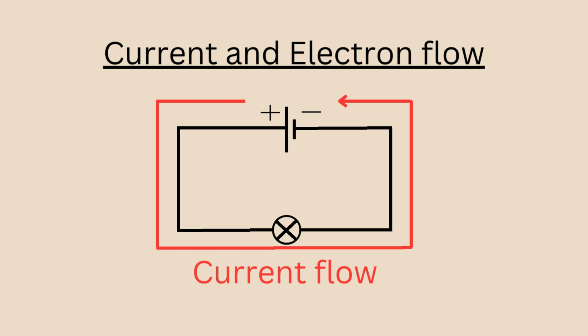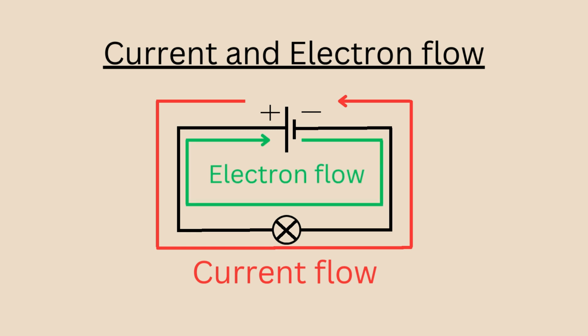However, the electron flow actually goes in the opposite direction because electrons are negative, so therefore they will go from the negative end of the cell through the wires and bulb to the positive end of the cell.